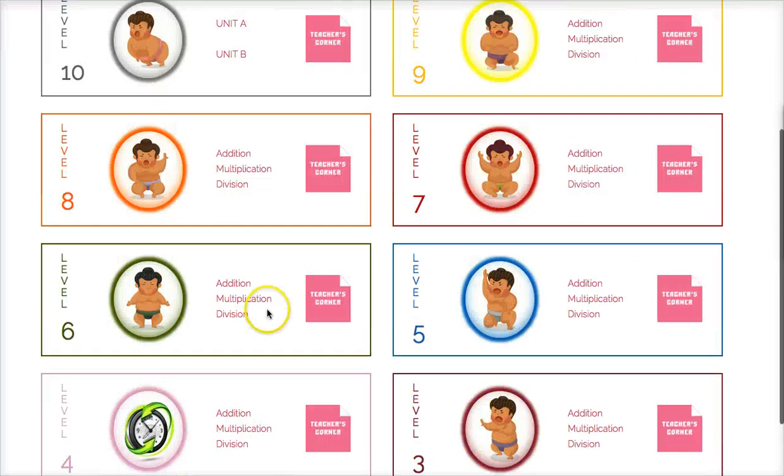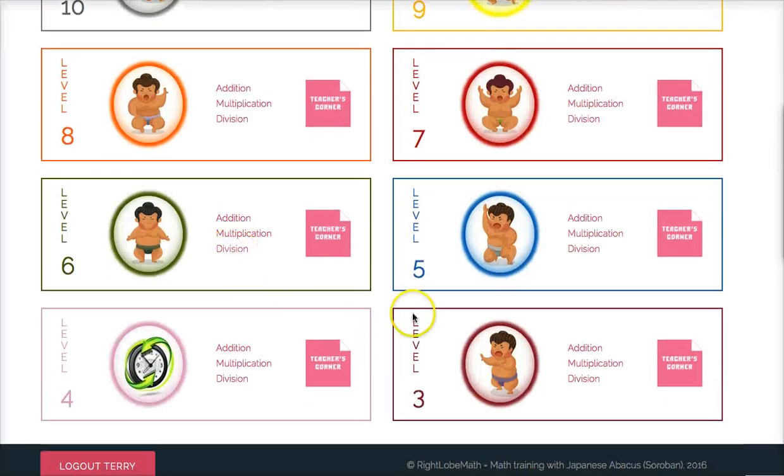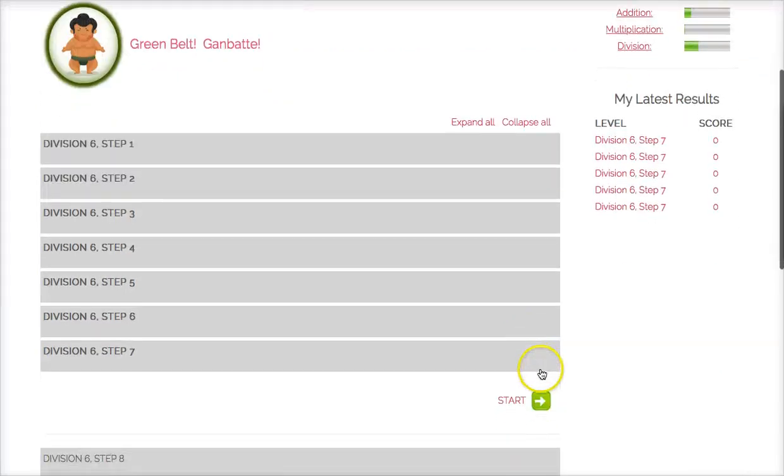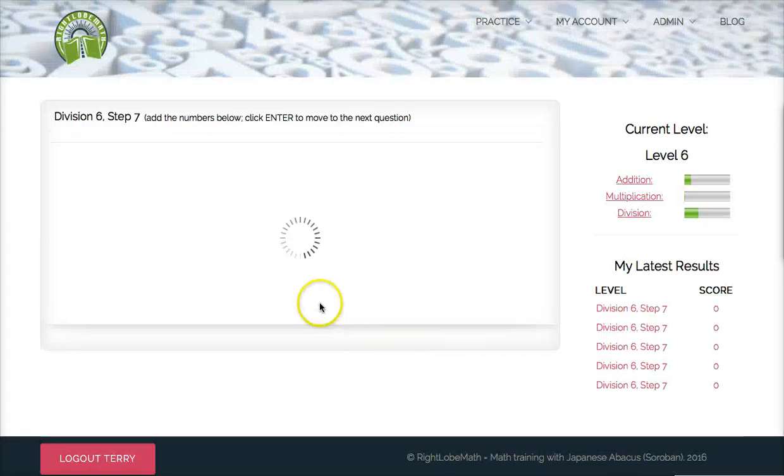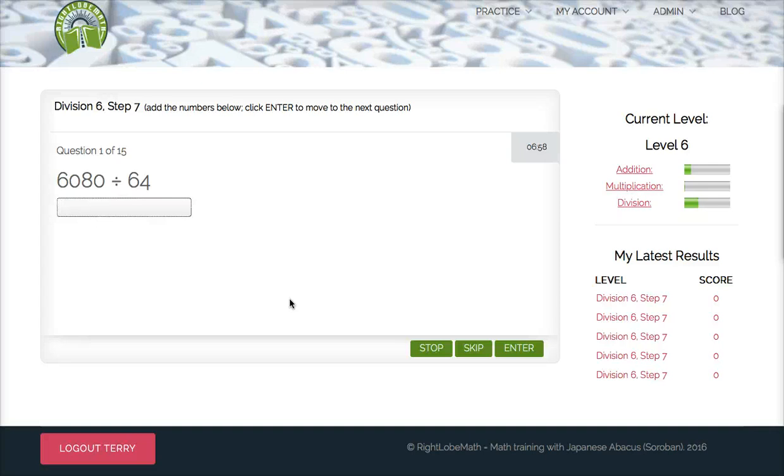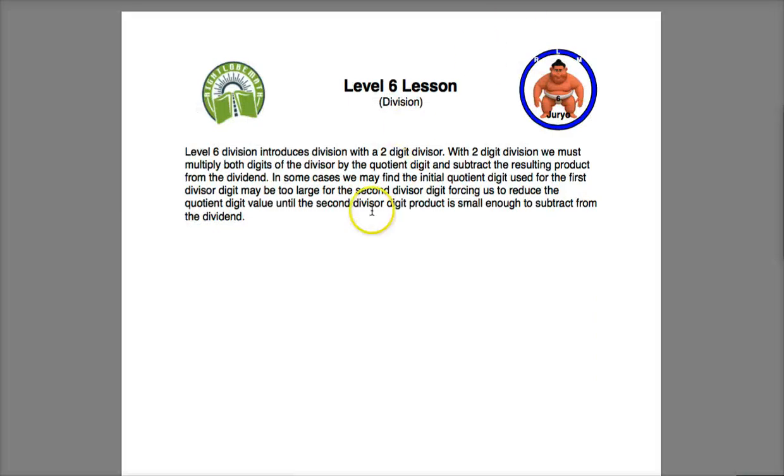Okay, welcome to the Level 6 division video. In Level 6, we will encounter some division problems that have two-digit divisors. As always, you can download the attached PDF to follow along.